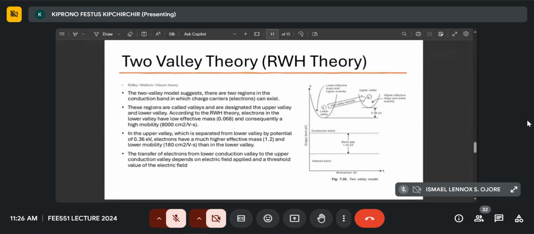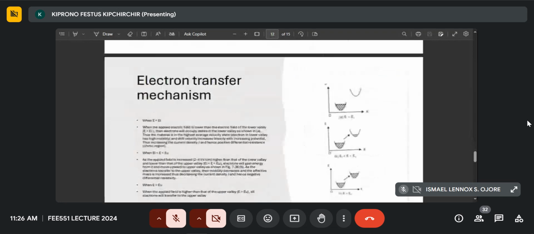So we can just read through it for further understanding. Two valley models suggest that there are two regions. I think we had gone through it, so I think we'll just go to the electron transfer mechanism.